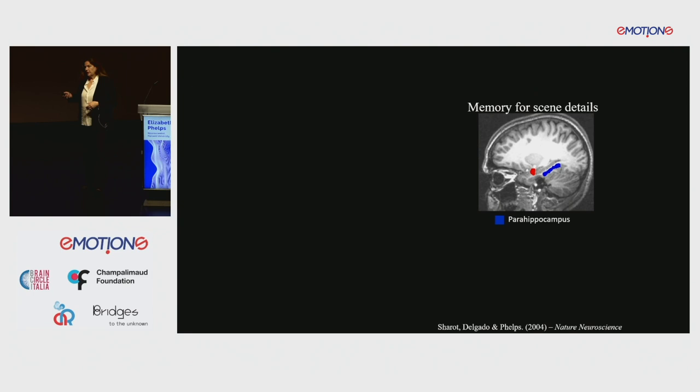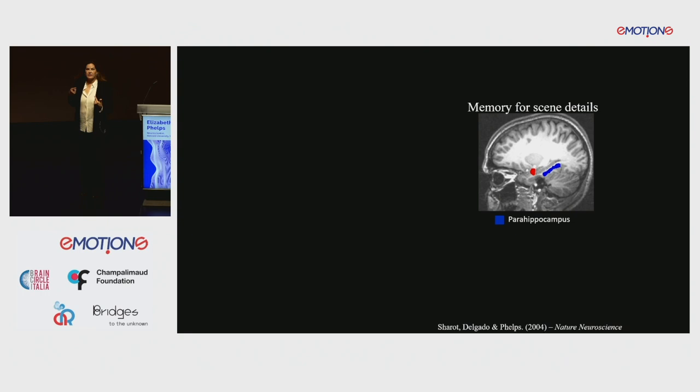So I want to now introduce another brain region called the parahippocampus. It's right below the hippocampus. It's involved in memory as well, and it's particularly involved in memory for scene details. This is actually called the parahippocampal place area. You can even imagine places that have details, and we'll see activity in this region.